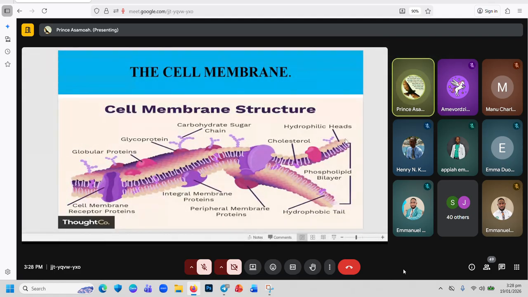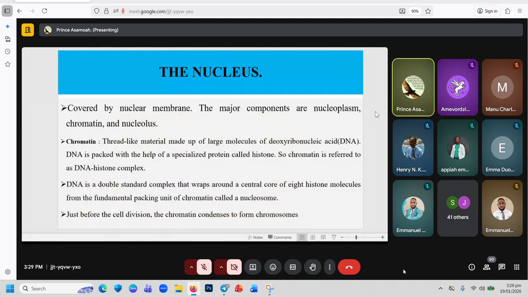Now, apart from their bilayer design, they have other things on them. For example, you have globular proteins there, you have carbohydrate sugar chains there, and the channel. So this is a cell membrane receptor protein. We'll talk about how particles move in and out of the cell as we proceed. At this point, any question for me? We are done with the plasma membrane. Any question for me?